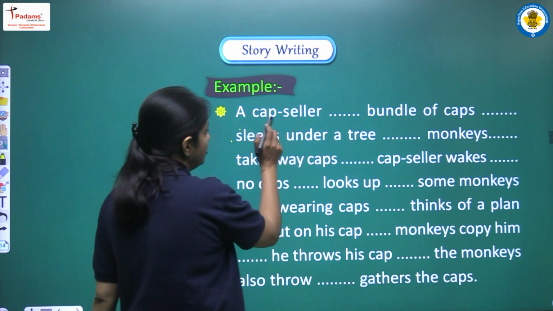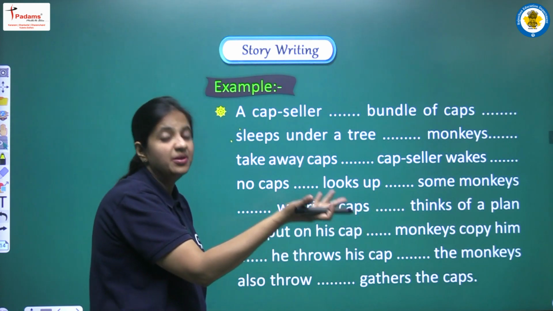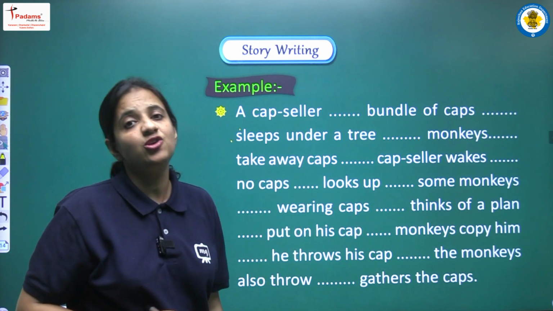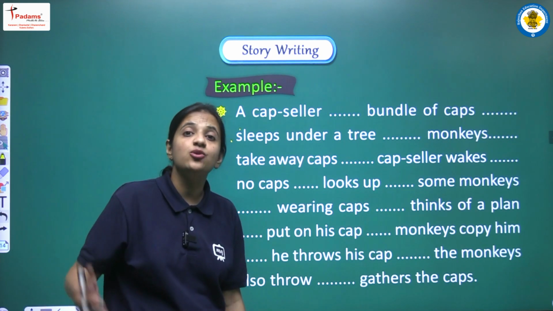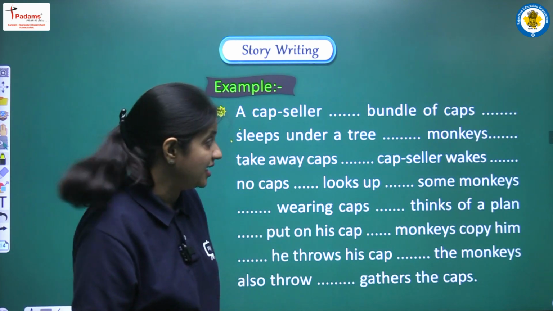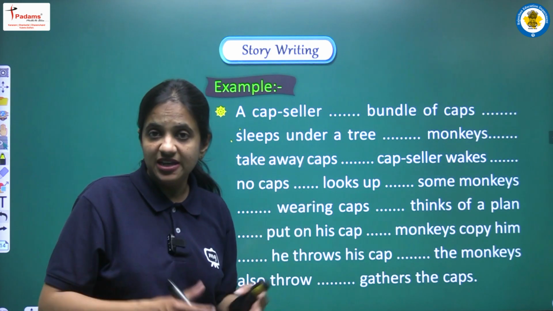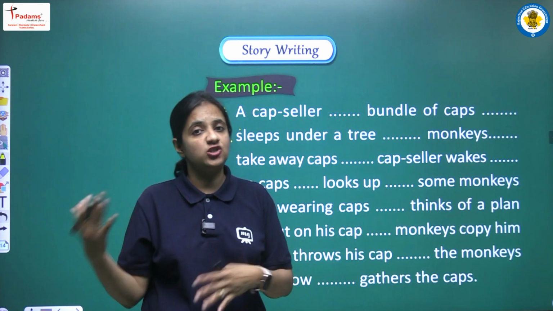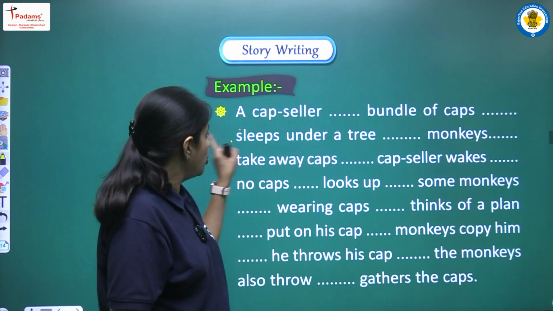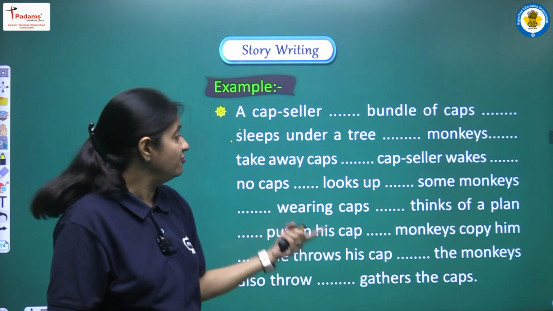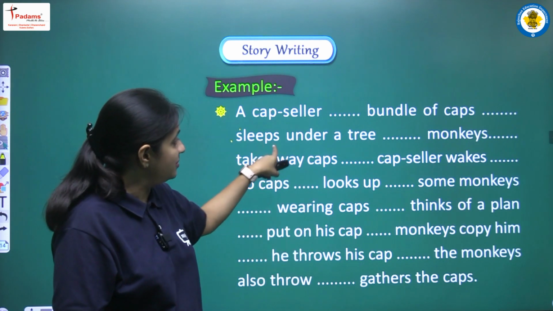Okay, so we can write that once upon a time there was one cap seller. He had a bundle of caps with him, and yes, you have to remember this thing, that you have to make your story using past tense. This is the reason we are using sentences like once upon a time there was one cap seller, he had a bundle of caps with him, and we can add some sentences also, like he used to go from place to place, from village to village to sell his caps to earn his money. So one day when he was going to one village, he was very tired, he wanted to have some rest, then he slept under one tree.